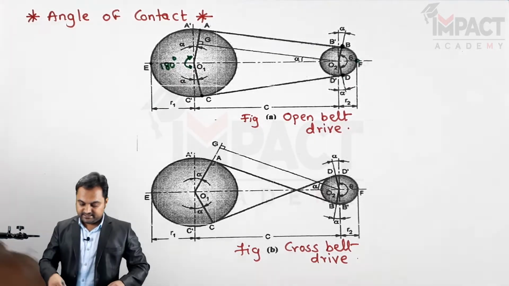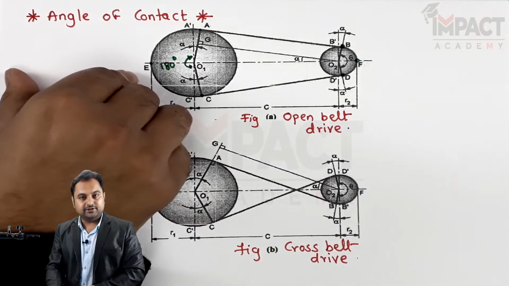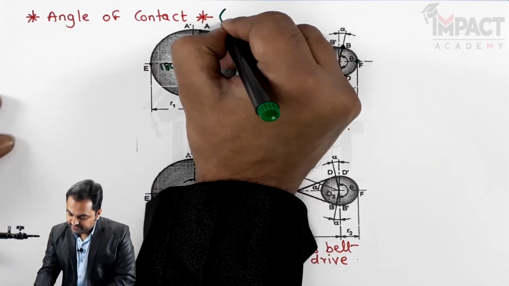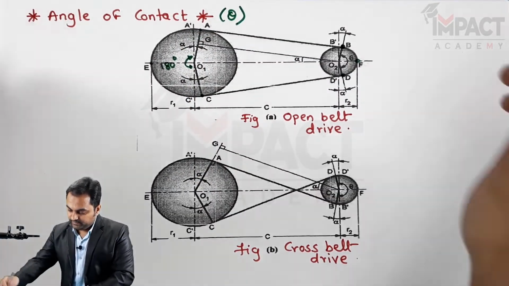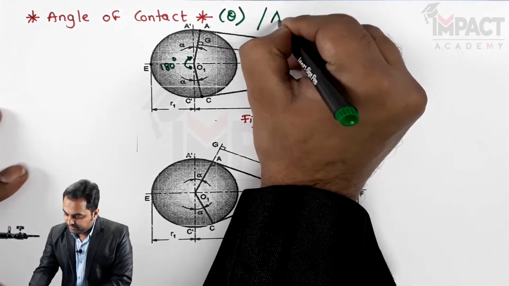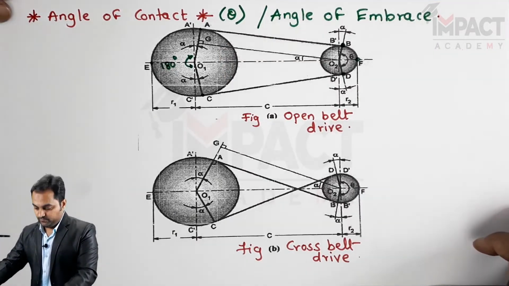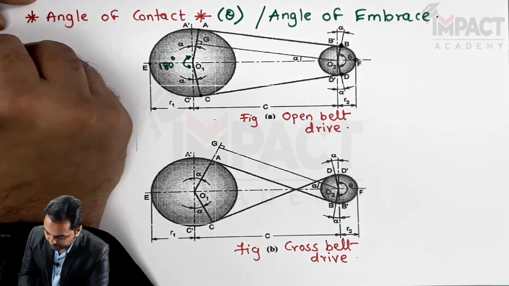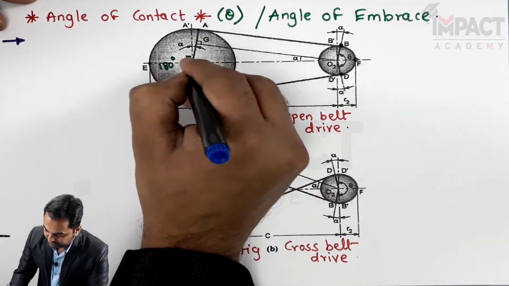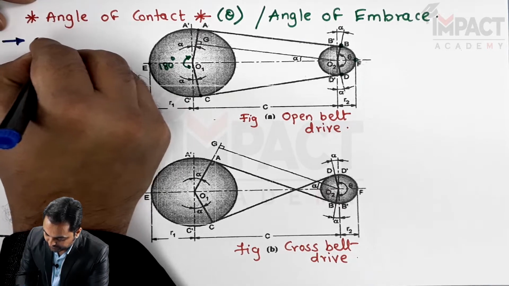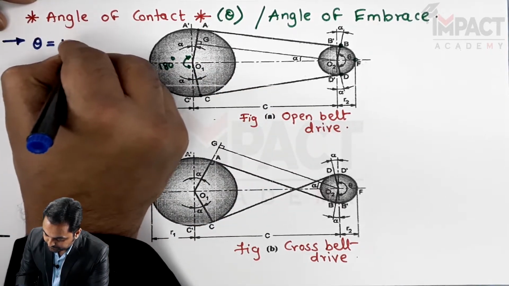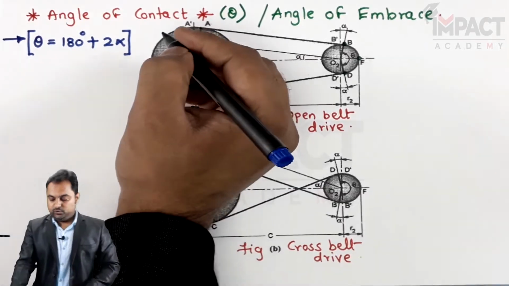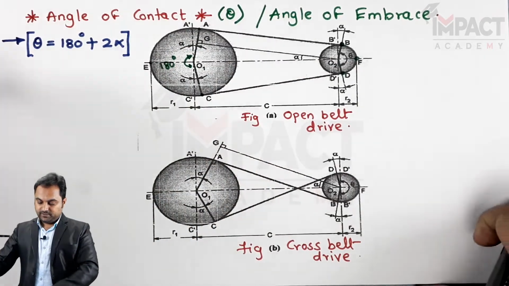So I'll write it side by side. For the bigger pulley I'll write it over here, and for the smaller pulley on the right hand side. The angle of contact is also denoted as theta, and the other name is angle of embrace. Now when I'm writing for the bigger pulley of an open belt drive, the angle of contact is denoted as theta, and this will be 180 degrees plus 2 alpha.